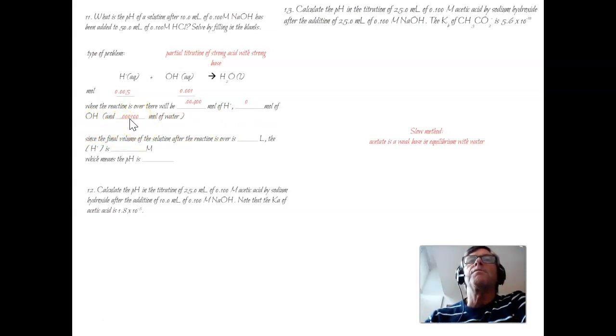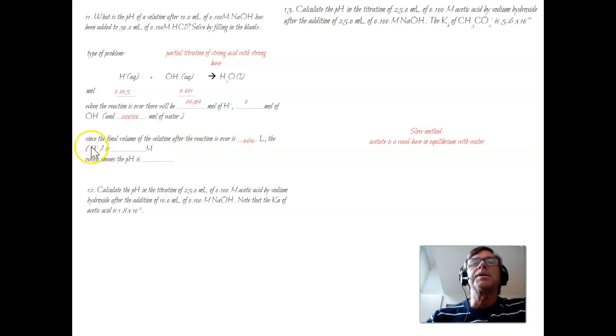We have 0.001 moles of water. Since the reaction's making water, that'll affect the volume of the solution. Isn't that interesting? The final volume of the solution after the reaction is over is 0.06 liters. It's a solution, right? You can't change the volume of the solution. So no matter what's going on, we have 0.06 liters of solution. We don't care how much of that is water.